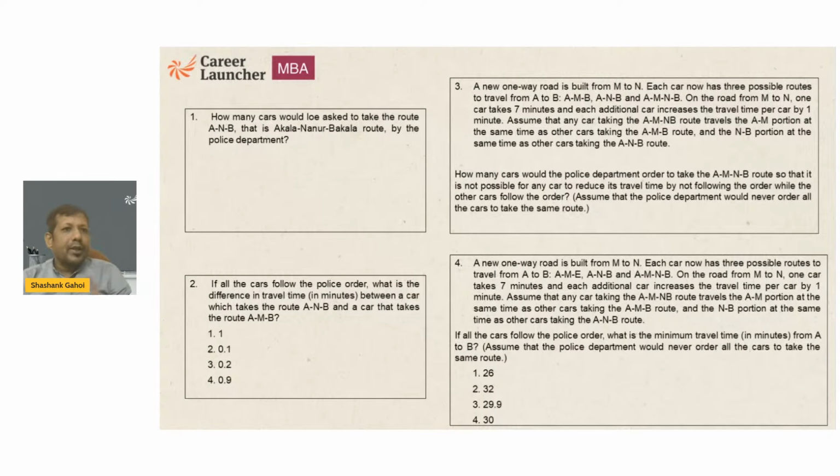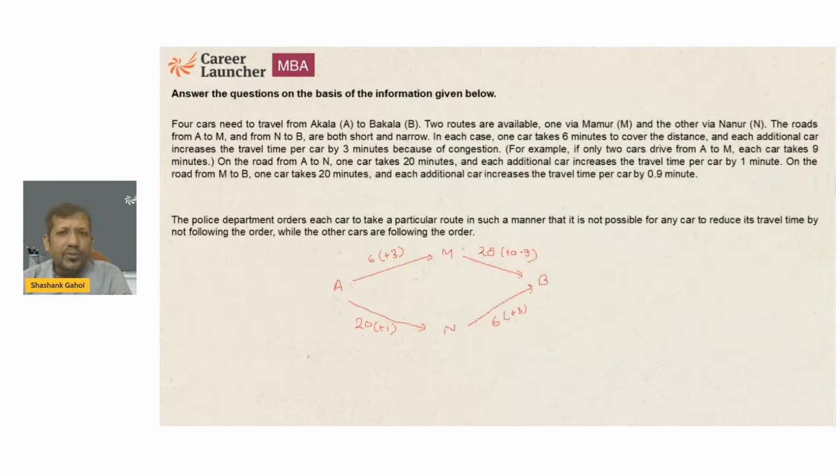How many cars do we have? Four cars are there. That's the first line. Now, the question is saying I want to minimize the time. If I send one additional car over here, I'm going to get plus 3. One additional car over here, plus 0.9. So what is the total time if I send two cars over here? That's going to be 29.9. If I send two cars over here, that is going to be 1 plus 3, 4 minutes extra, so that is going to take 30 minutes.